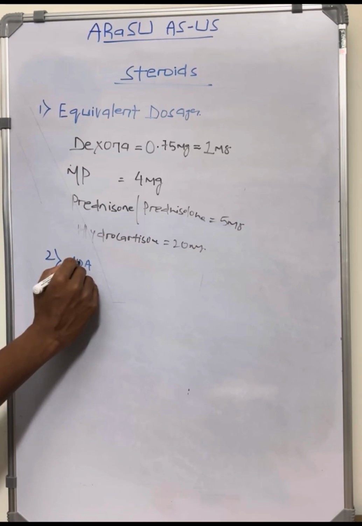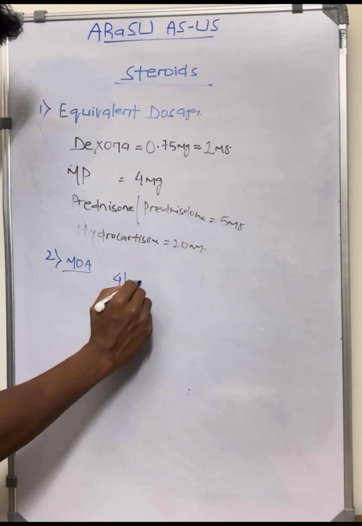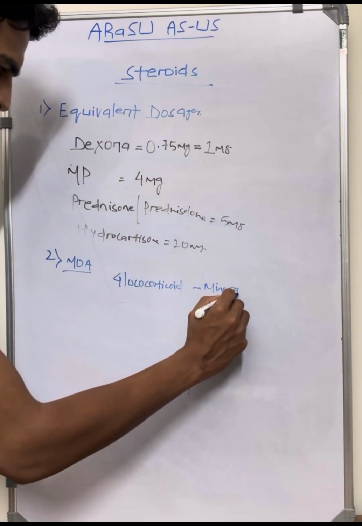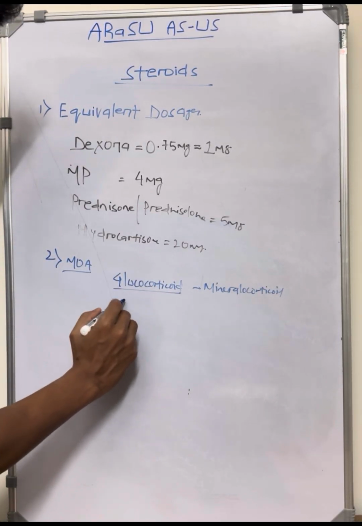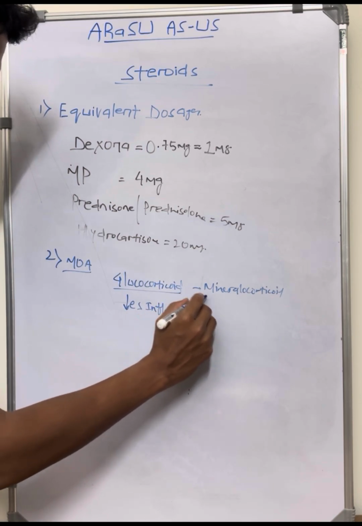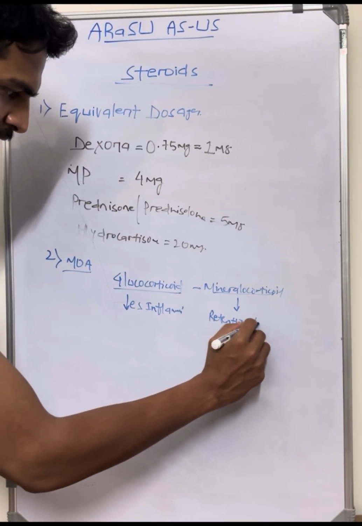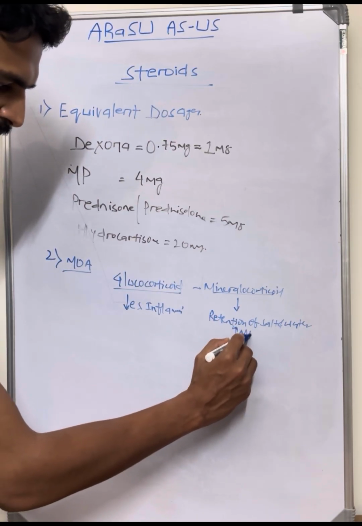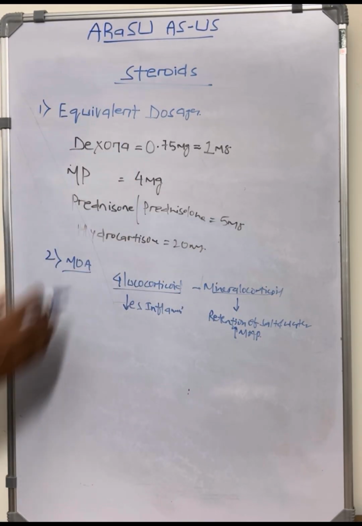So mechanism of action. See, when we are considering steroids, there are two things. One is glucocorticoid action and mineralocorticoid action. Glucocorticoid is mainly related to reduction of inflammation, so it decreases inflammation. Whereas mineralocorticoid function is related to retention of salt and water, in turn aiming at increasing mean arterial pressure. These are the two basic fundamental things regarding the mechanism of action of steroids.